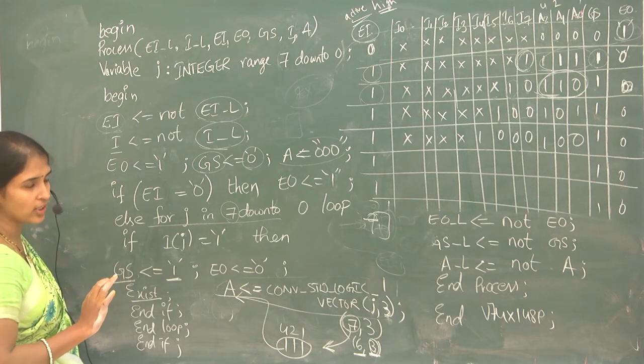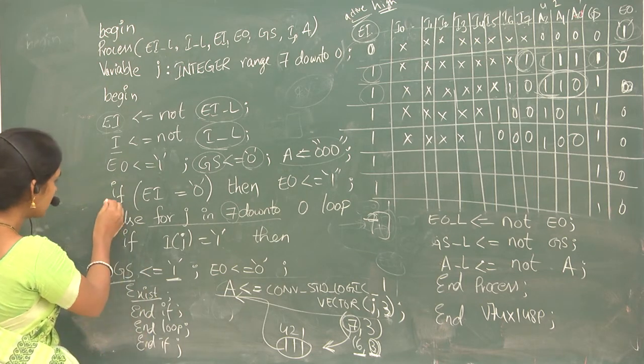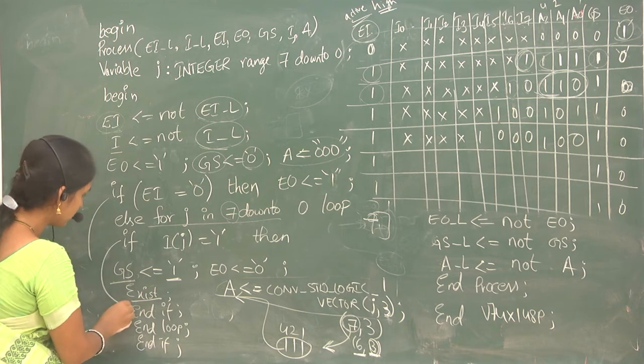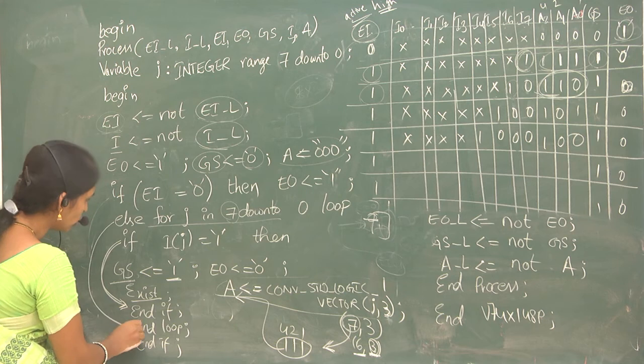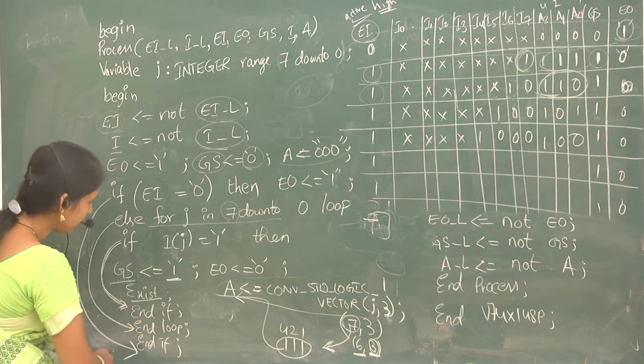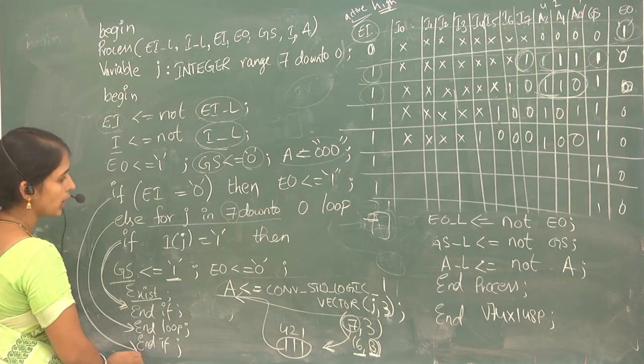That is what you want to mention, right? Exit and end if. This is your end if. Okay, this is your end if, and end loop. Again you are mentioning end if. Okay, so your program has come to an end.